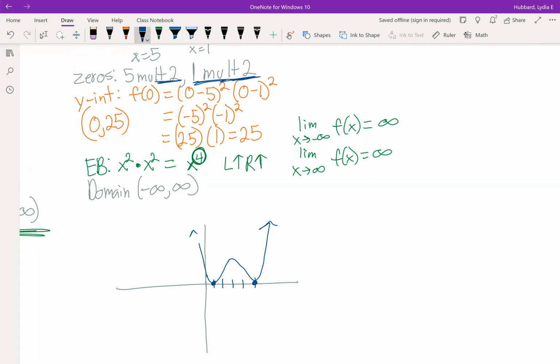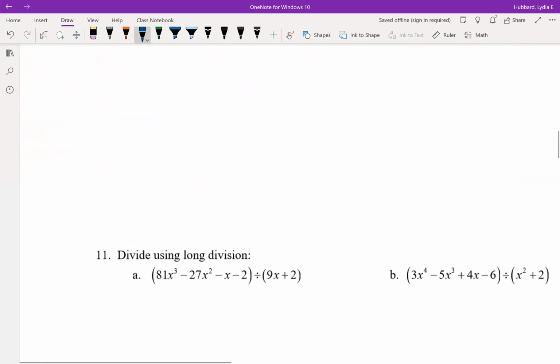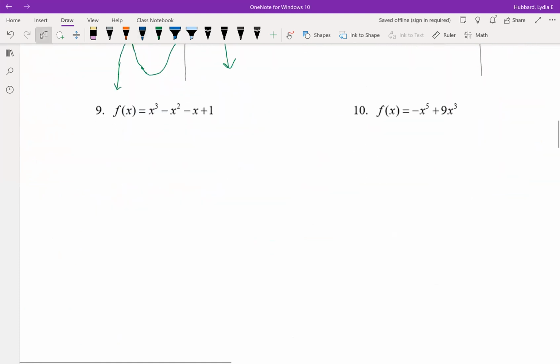Maybe a little better. And then we just say wherever our graph crosses that y-axis, which is right here, we'll call that 25. Okay, does not have to be perfect, just has to be a pretty rough sketch. And so this is what our graph would look like. Okay, and we can double check our roots, our multiplicities, our zeros and our end behavior, but everything looks good. That is our graph. Okay, moving on to the next one.